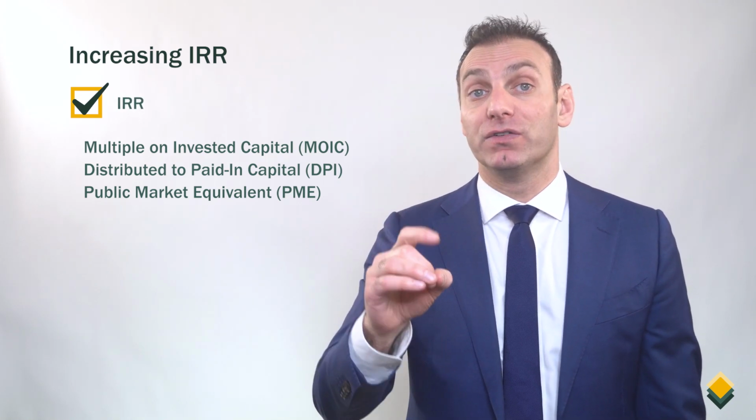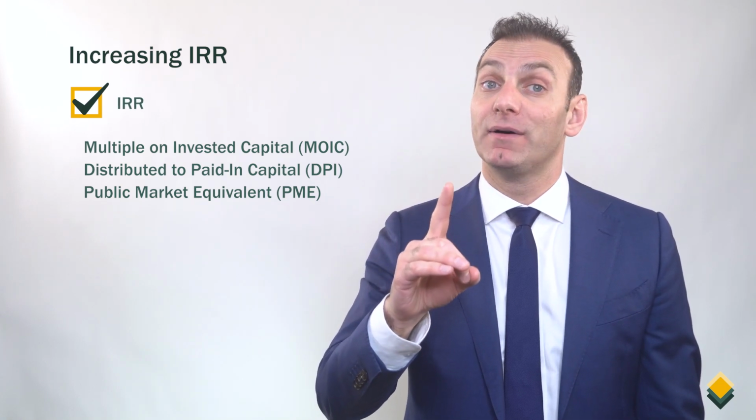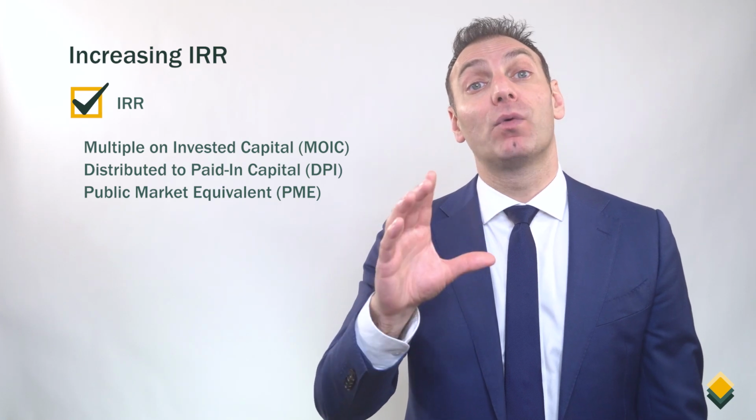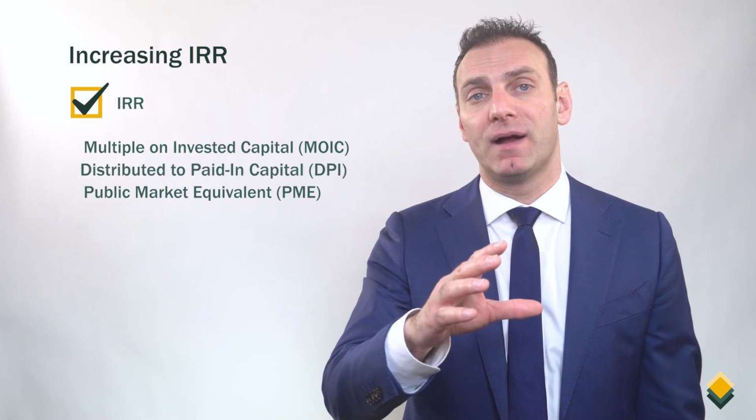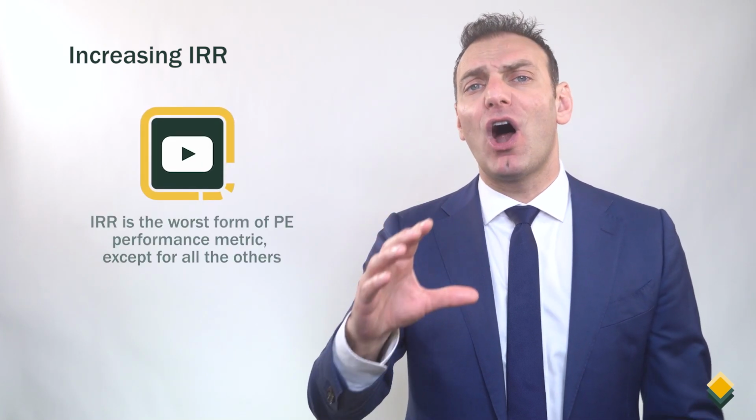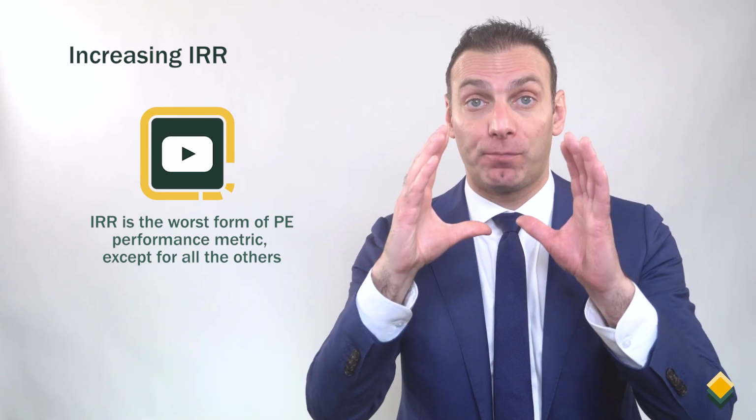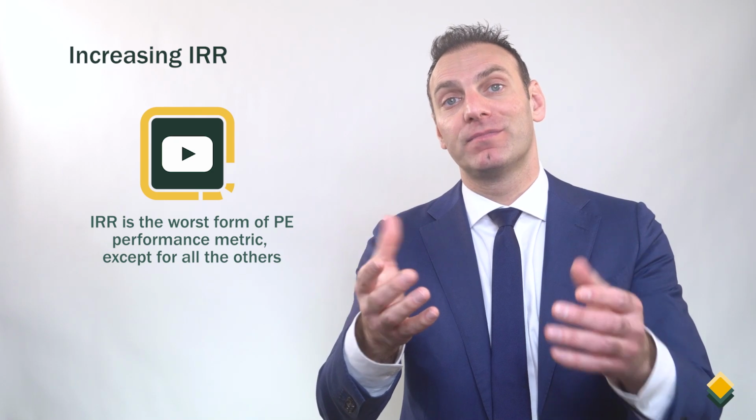IRR has its issues, but I believe IRR is the best we have in the industry. But it's even better when it's used alongside a multiple-based metric such as MOIC or DPI. To learn more about IRR and why I believe it's the best performance metric in private equity, please check out our video titled IRR is the worst form of private equity performance metric, except for all the others, to learn more.